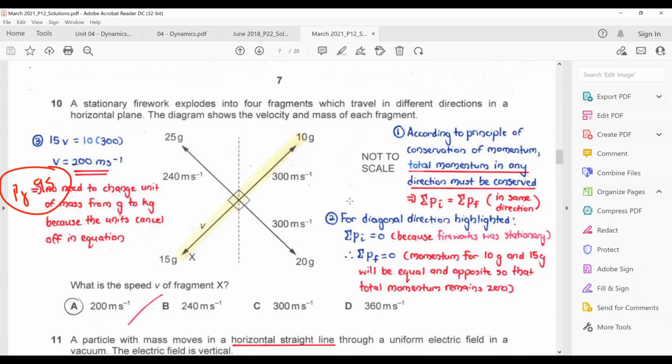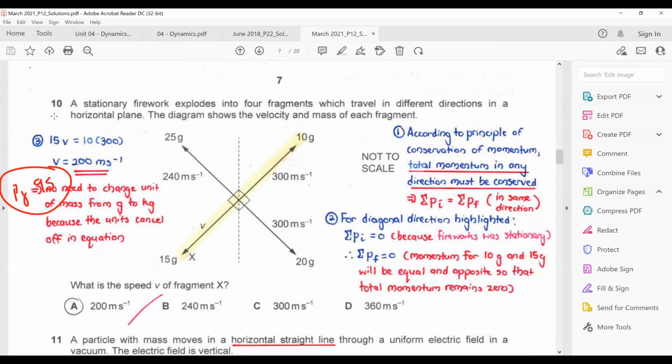Okay, so here you are still doing principle of conservation of momentum, because you see here now the momentum is not just in one direction, it seems to be in a diagonal direction. Basically you see that the momentum is not just in one direction, so it's a diagonal direction, therefore must be 2D momentum.